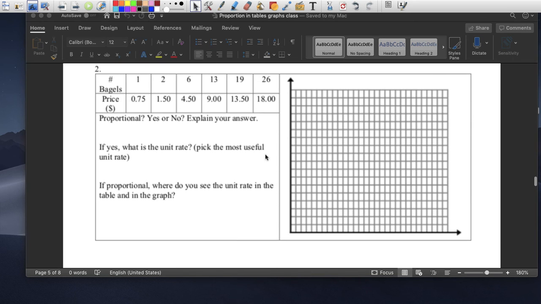The last one for your homework, right? So let's see if this is, again, a proportional relationship. Is it proportional or not proportional? Well, it says that 1 bagel is 75 cents. Okay, that makes sense. So 2 bagels should be double that.